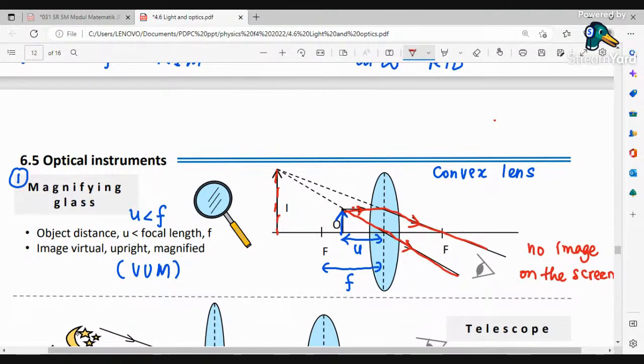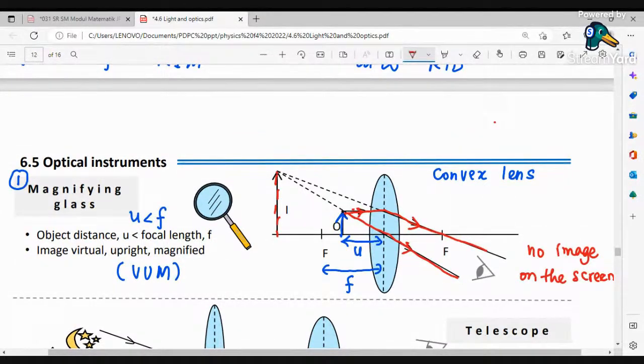You must be able to complete the ray diagram if given. Sometimes the question might ask you to complete the ray diagram. Maybe they give you one or two incident rays and you need to complete it to show how the image is formed.